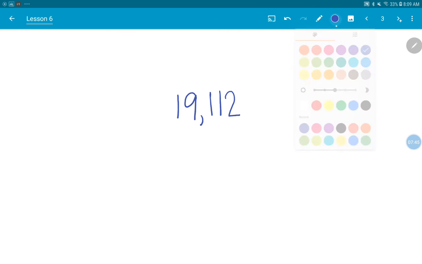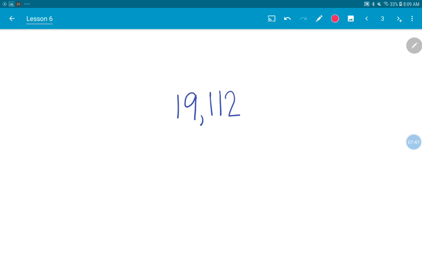Let's try another one. This time we're not going to use the place value chart. We're just going to start with the number 19,112. What is 1,000 less than 19,112? All I'm changing is my thousands place value, and 1,000 less than that would be 18,112.